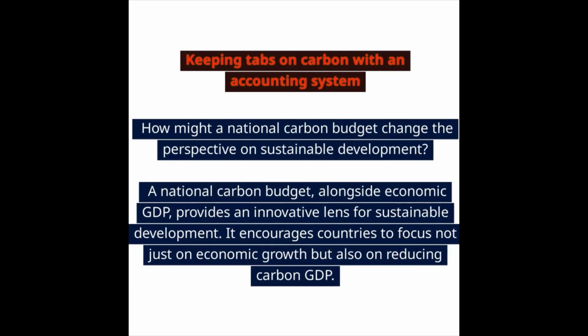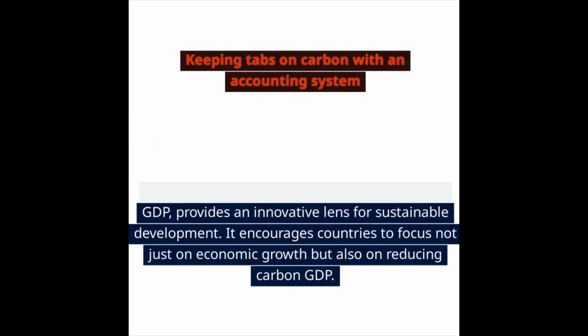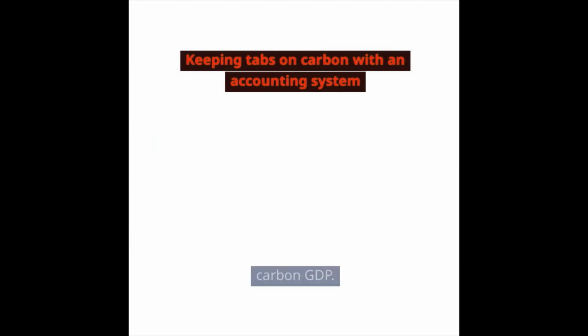How might a national carbon budget change the perspective on sustainable development? A national carbon budget, alongside economic GDP, provides an innovative lens for sustainable development. It encourages countries to focus not just on economic growth but also on reducing carbon GDP.